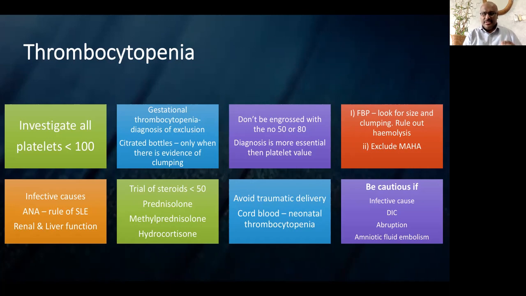Be cautious if it's an infective cause such as dengue or COVID. Be cautious if it's DIC. Be cautious if it's an abruption. Be cautious if it's an amniotic fluid embolism, because the degree of bleeding can be significant. And these are 4 instances of thrombocytopenia that you should be cautious of.